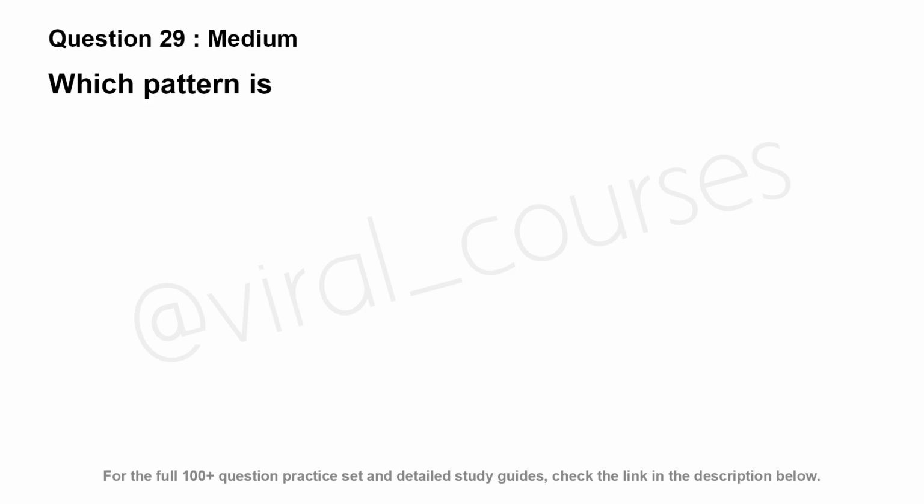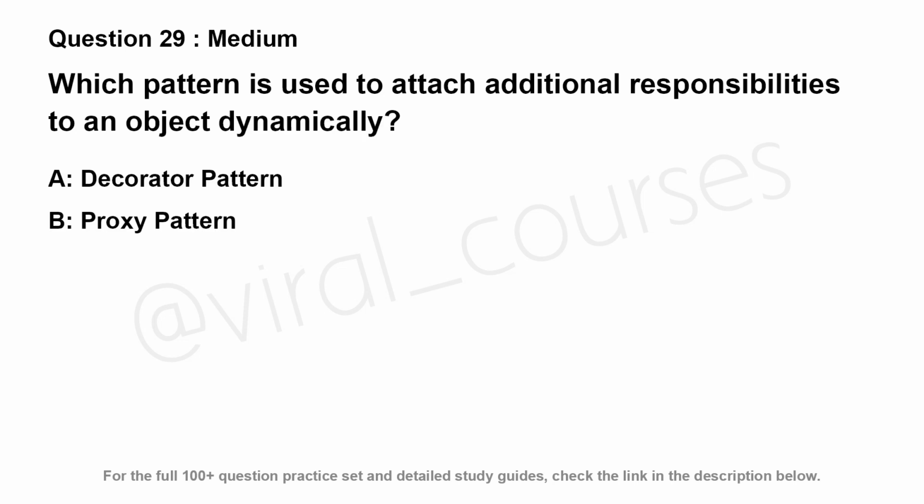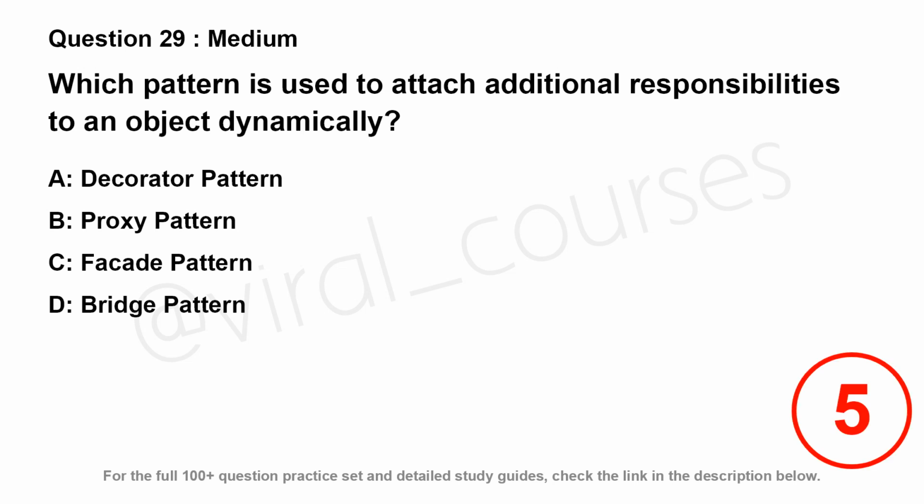Which pattern is used to attach additional responsibilities to an object dynamically? Option A, decorator pattern. Option B, proxy pattern. Option C, facade pattern. Option D, bridge pattern.